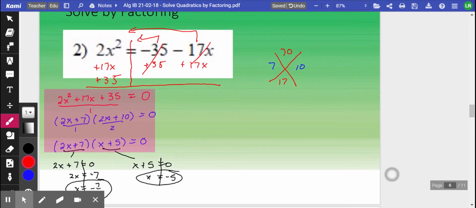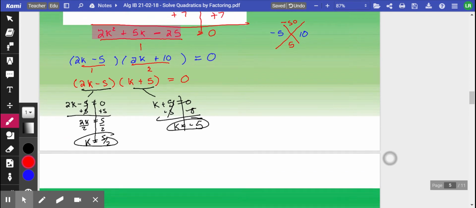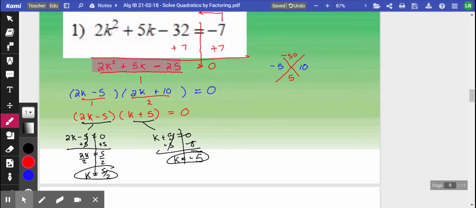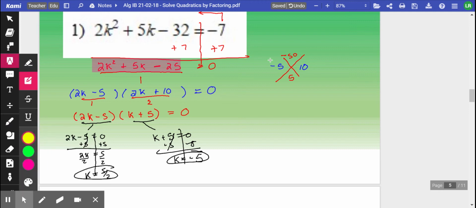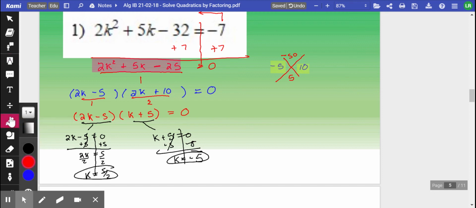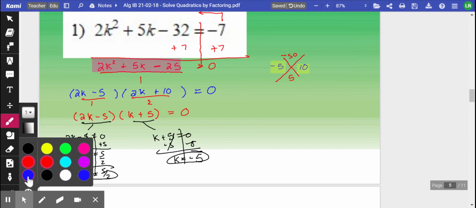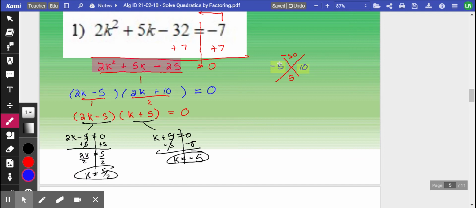So let's go back to this problem, let's go back to the first one, this problem right here. So if I look at these magic numbers, -5 and +10, I could have went straight from here to my answer, okay? I'd start with this one. I go opposite of -5 is +5, and I divide by my A value. My A value is 2. 5/2. Look at this. Same answer we got right here.